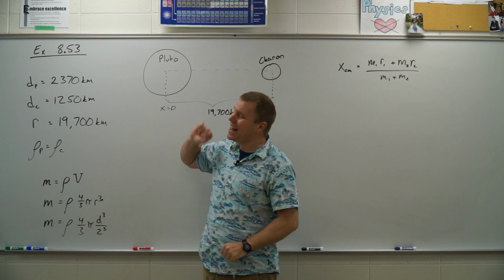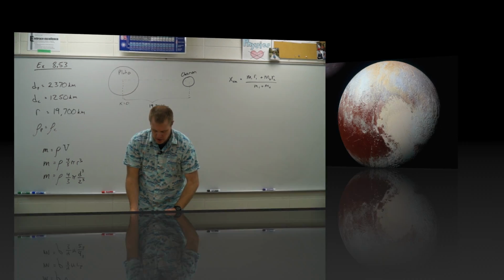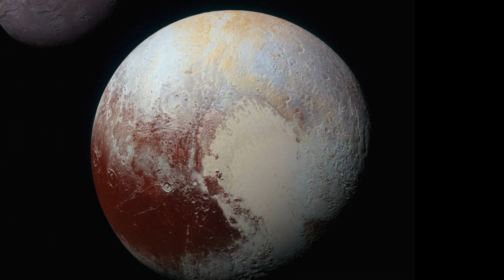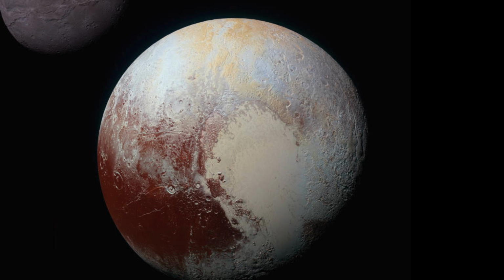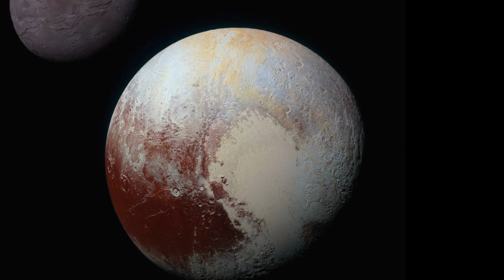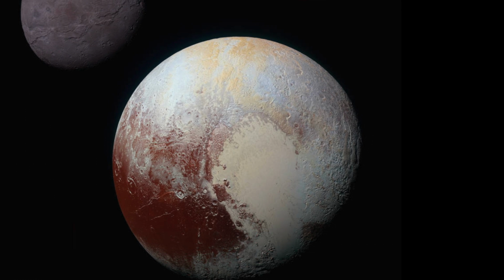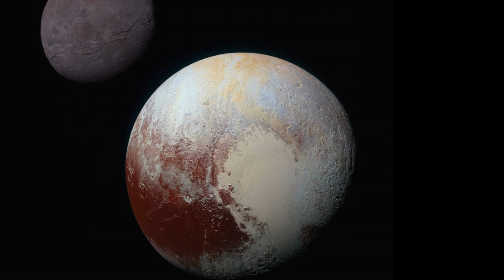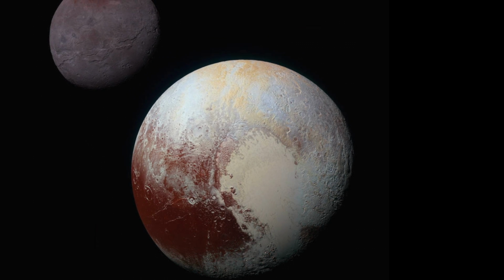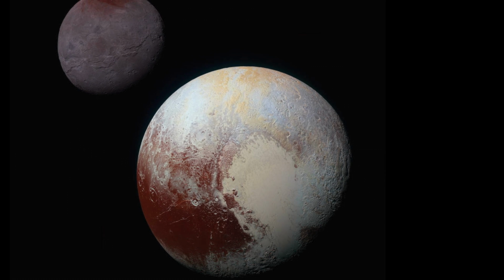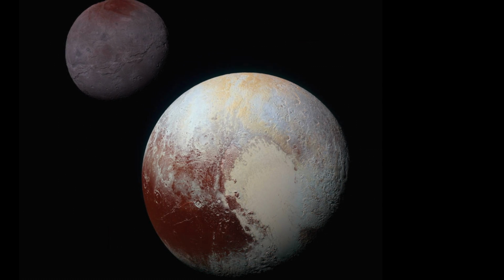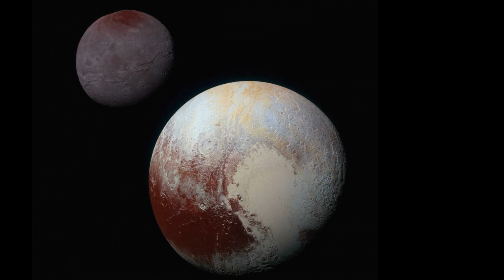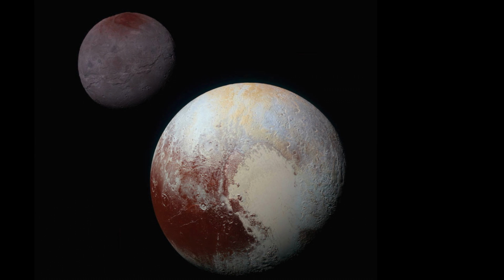All right, let's do example 8.53 here. Example 8.53 says Pluto and Charon. Pluto's diameter is approximately 2,370 kilometers, and the diameter of its satellite Charon is 1,250 kilometers. Although the distance varies, they are often about 19,700 kilometers apart, center to center. Assuming that both Pluto and Charon have the same composition, and hence the same average density, find the location of the center of mass of this system relative to the center of Pluto.